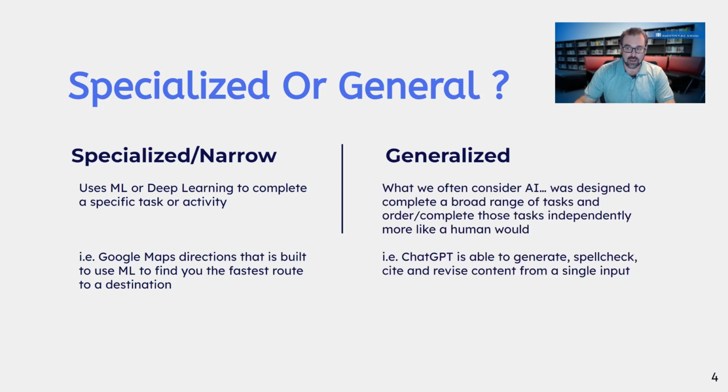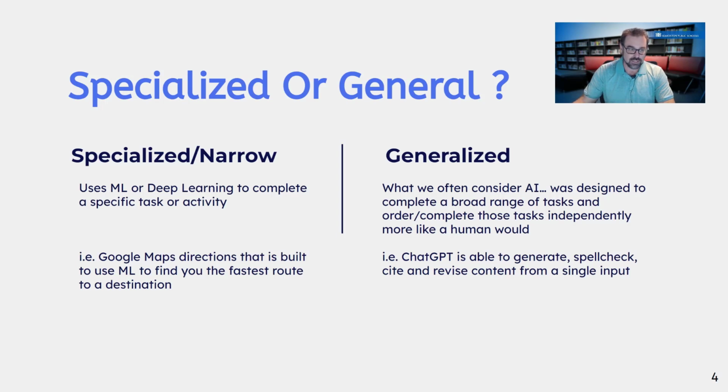Whereas generalized AI, or what we consider as artificial intelligence like ChatGPT, is able to complete a broad range of tasks and put them in an order or complete them independently one after the other. So what a human might have used in the past, which is three or four specialized tools, such as a Google search, followed by a maps route to a place, and then research on the internet about a product or about a website, can be completed by a tool without human intervention simply by giving it a single prompt.